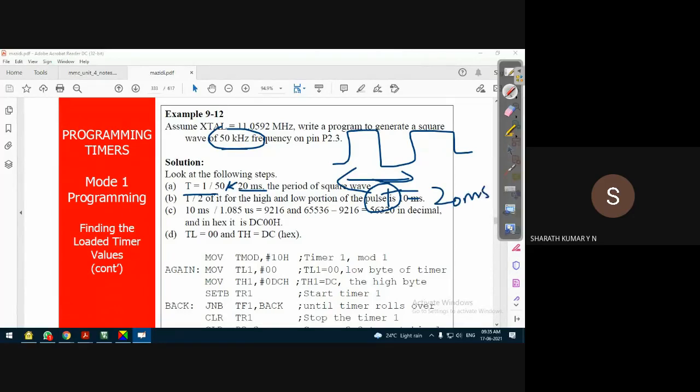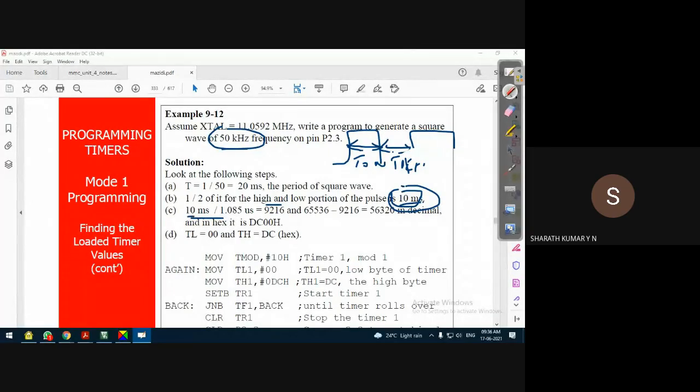But what we can generate is only the on period or the off period, so we have to divide this by 2, as given here. You can see that the high and low portions of the pulse are 10 milliseconds each. That is either the on period or the off period, a 10 millisecond delay. For this 10 millisecond delay, we can calculate the value to be loaded to the timer.